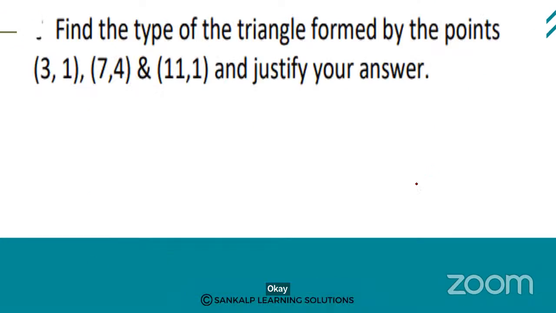Now tell me, find the type of the triangle formed by the points 3 1, 7 4, 11 1, and justify your answer. Okay, here they are giving 3 points. Here one triangle will form, and find the type of the triangle, means whether it is an isosceles triangle or an equilateral triangle.